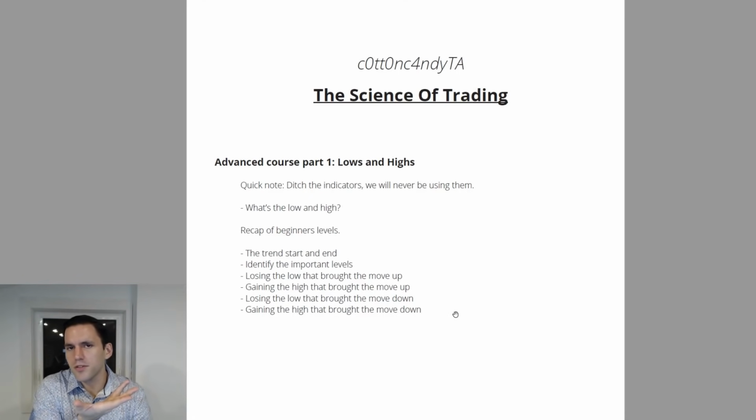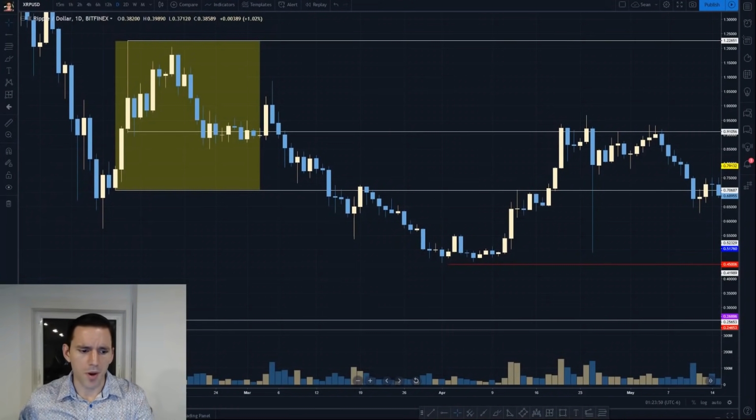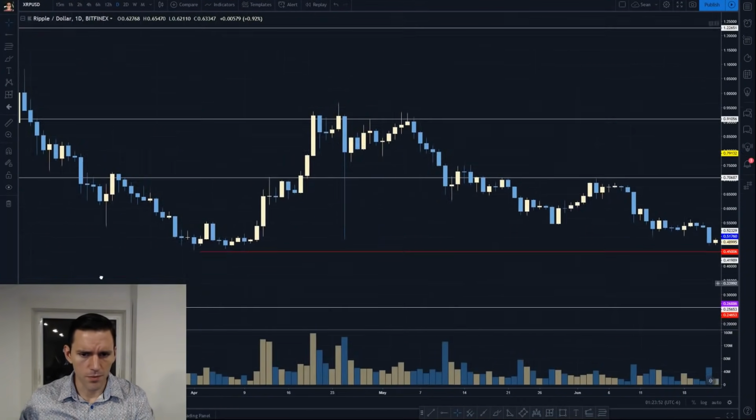And trend shows reversal. Trend is everything. There's an old saying that trend is your friend in stocks, and there's a reason, because for all of us who understand it, it's a very powerful tool. And gaining the high that brought the move down, so what does it mean, right?